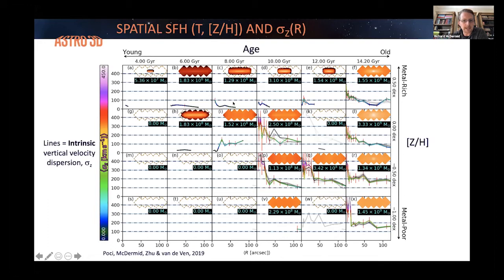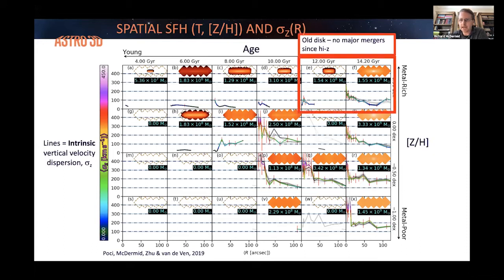Now, also shown in line plots are values of the vertical velocity dispersion, sigma z. And the reason we picked this out is because it's a good marker for the dynamical temperature of the orbits involved. So while there's a lot here to take in, I just want to highlight a couple of key outputs from this kind of analysis.